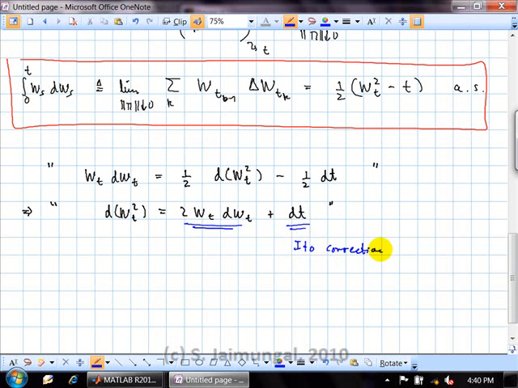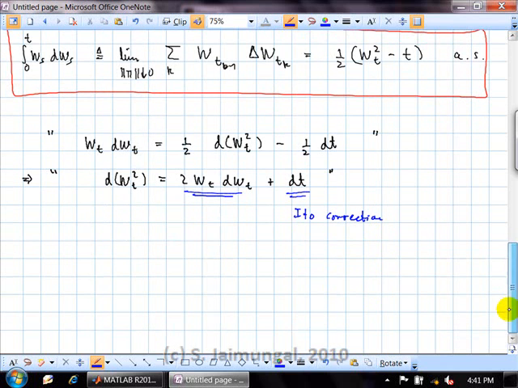And this term only shows up because of the fact that the Brownian motion has infinite total variation and finite quadratic variation. It doesn't show up for any differentiable process, I should say. Even if there are jumps, you don't get that term. So it's really quite special to Brownian motion that you get that correction.